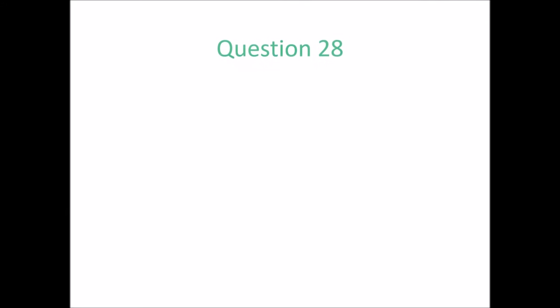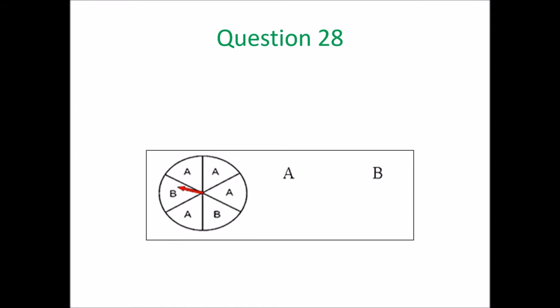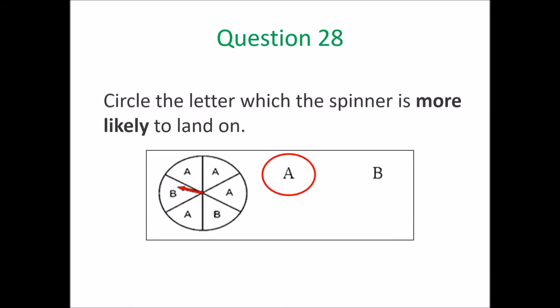Question 28. Circle the letter which the pen is more likely to land on. It's more likely to land on A.